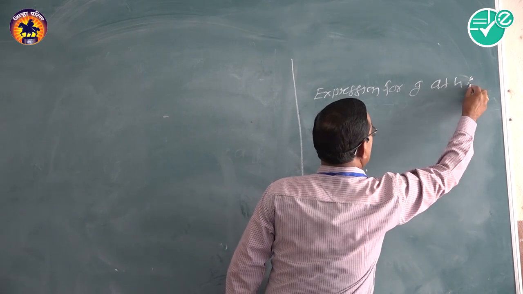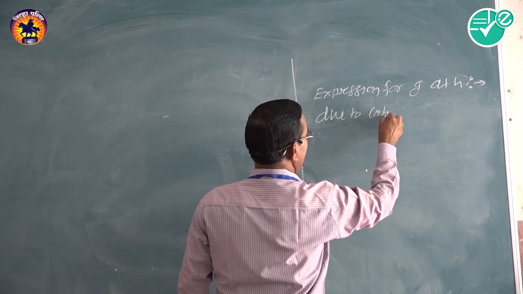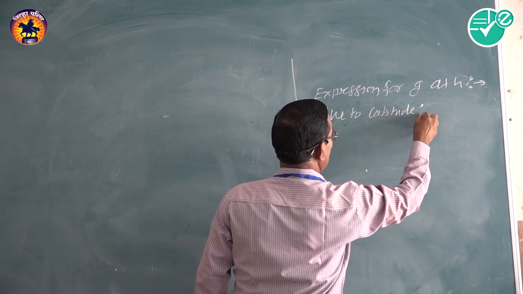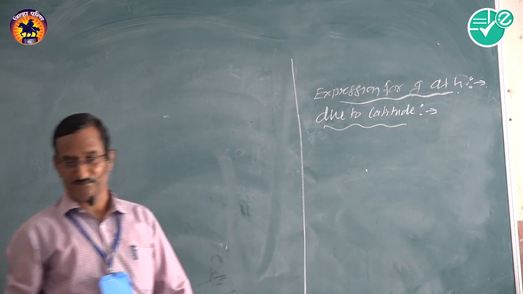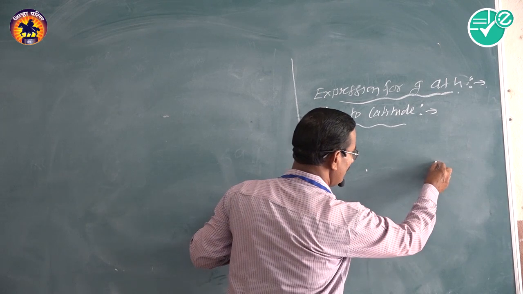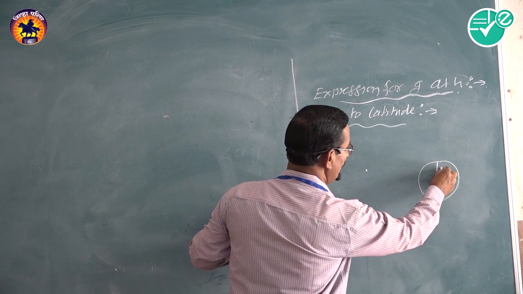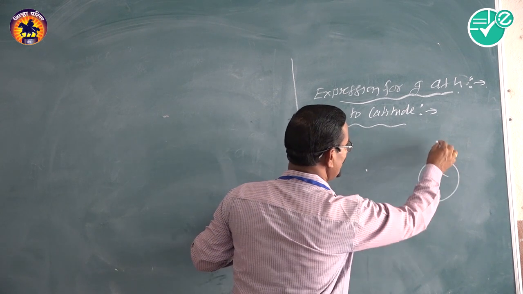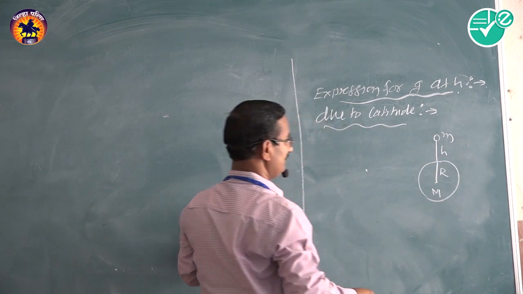h, due to latitudes, means the effect of the height of Earth at the height h. Then we have to consider the satellite, or any body of small mass m, which is at height h.